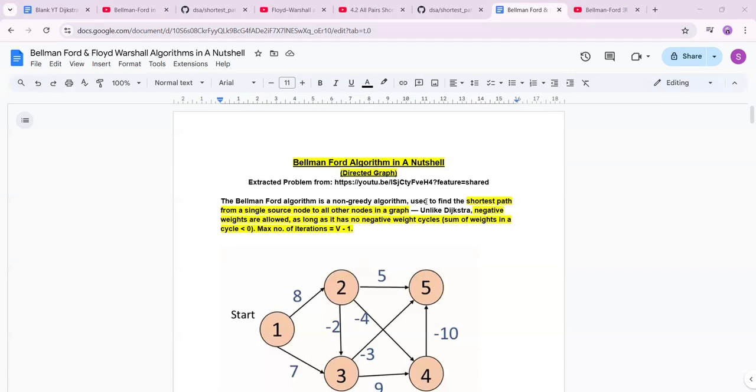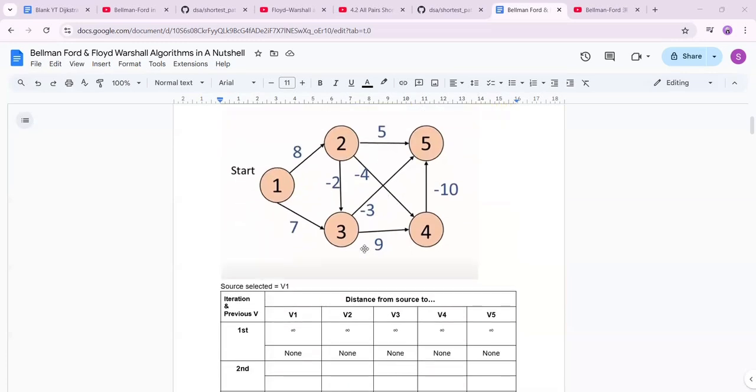So here we go. What is the Bellman Ford algorithm? Bellman Ford is a non-greedy algorithm, unlike Dijkstra. It is used to find the shortest path from a single source node to all the other nodes in the graph. The way it works is similar to Dijkstra, but the only difference is that in Bellman Ford, negative weights are allowed, as long as there are no negative weight cycles, meaning the sum of all the weights in a cycle should not be negative. In Bellman Ford, the maximum number of iterations will be V minus 1, where V is the number of vertices.